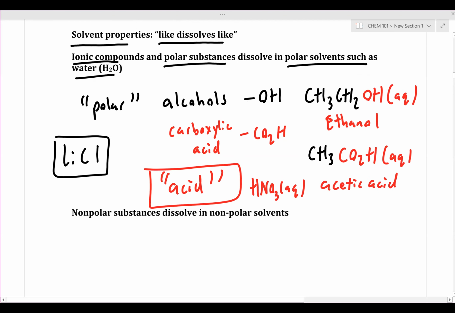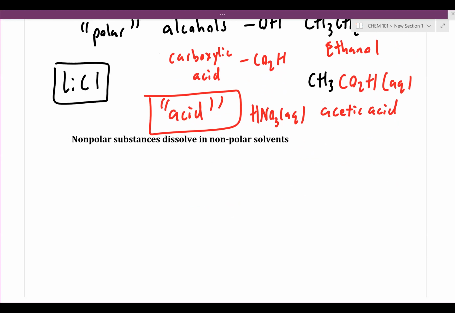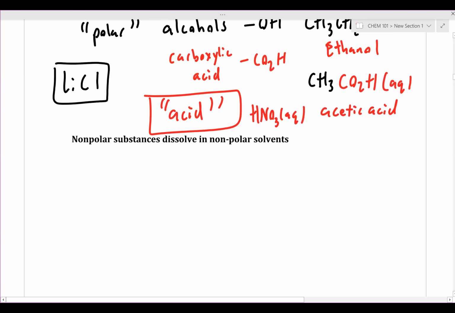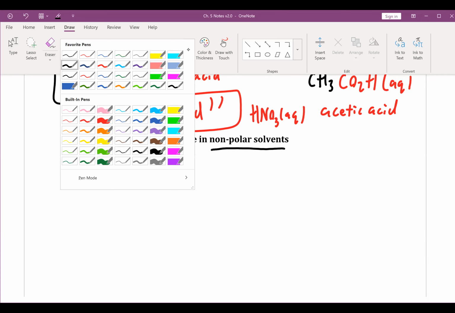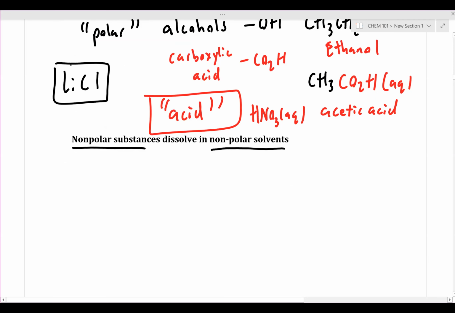Now let's talk about solvents that we don't typically use in our general chemistry experience. Non-polar substances dissolve in non-polar solvents. The best non-polar solvents I can think of are oil components. A common component of gasoline, for example, is straight chain alkanes. We call these species alkanes, such as hexanes.